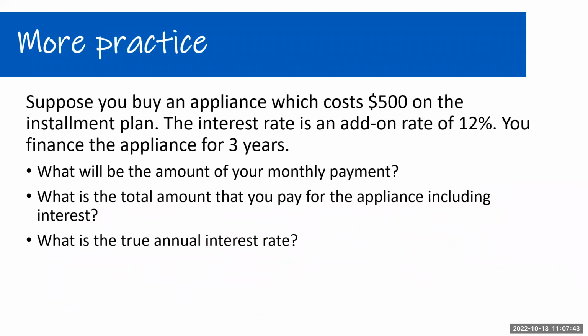Here's another one that you can practice with. Go ahead and pause if you need to, get the answer, and then you can follow along to check yourself. Suppose you buy an appliance which costs $500 on an installment plan. The interest rate is an add-on rate of 12%, and you finance the appliance for 3 years. What will be the amount of your monthly payment? Well, let's calculate how much our interest is first. So our interest is PRT. So it's going to be that 500 times that 12% times 3 years, which is going to give us 180.